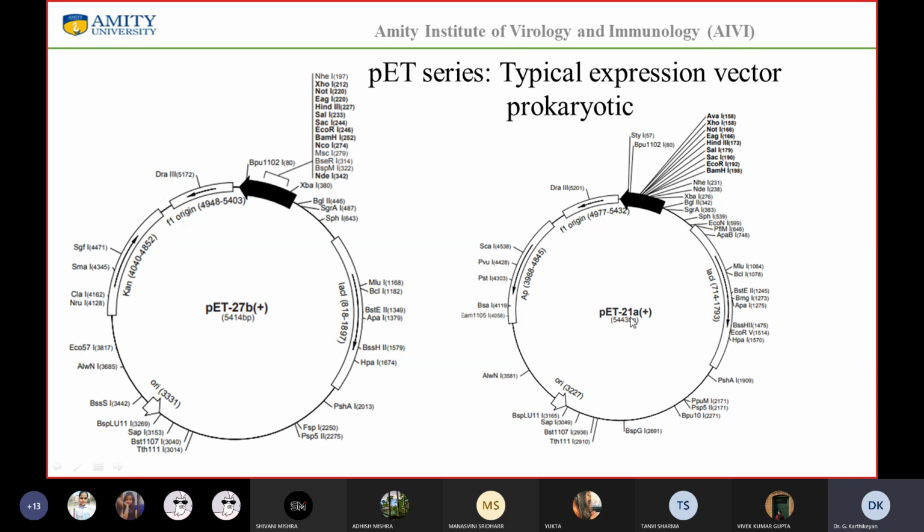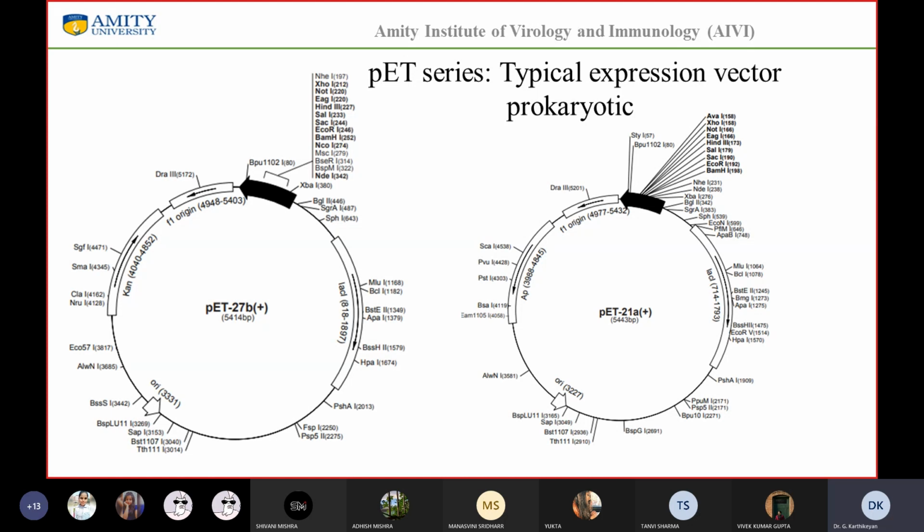And this is another vector called PET21A. The only difference between PET27B and PET21A is that here it is kanamycin resistance and here it is ampicillin resistance. Otherwise, both of them look very much the same. The T7 polymerase promoter is present here. We will see this in detail when we talk about the expression of foreign proteins in E. coli. Okay, so we'll not worry too much about it at this point in time.